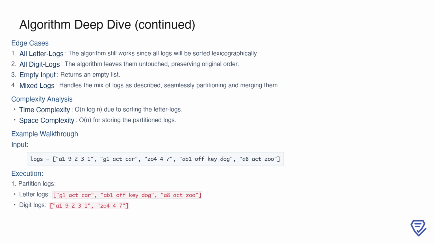Let's walk through an example to illustrate the execution. Given the input logs, we first partition them into letter logs and digit logs. For instance, logs like G1 act car and A8 act zoo are classified as letter logs, while logs like A19231 are digit logs. This partitioning step sets the stage for the sorting and merging processes.